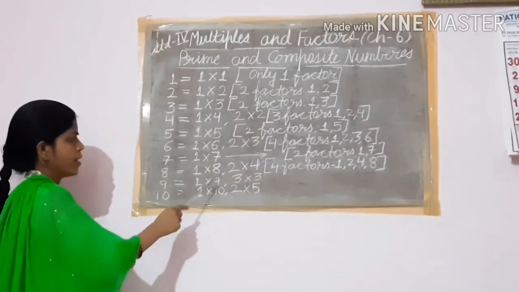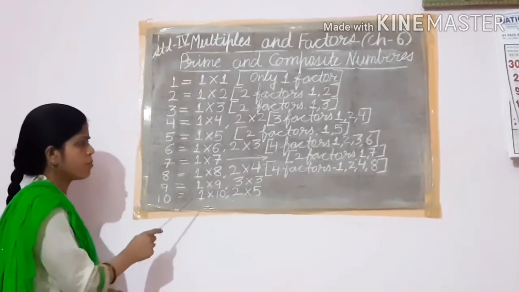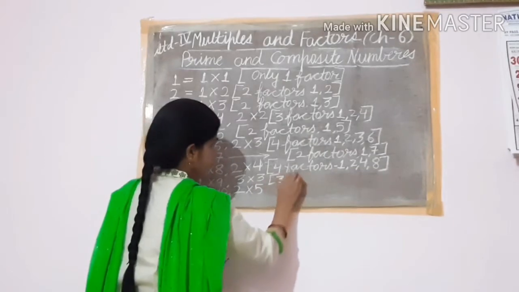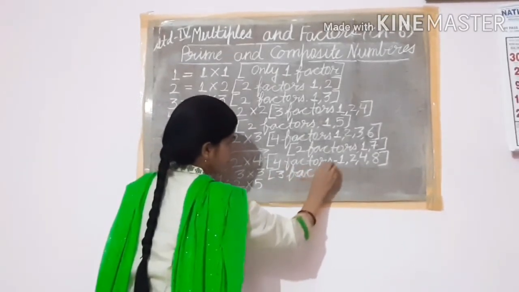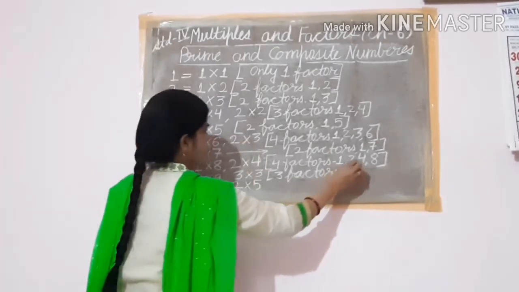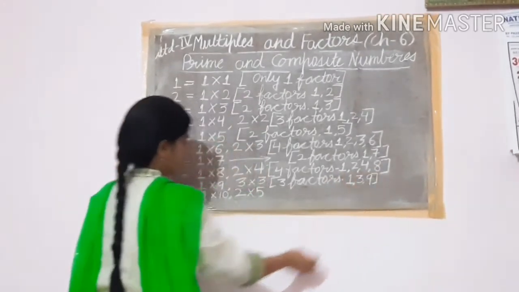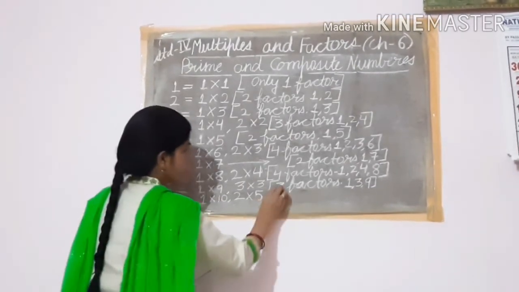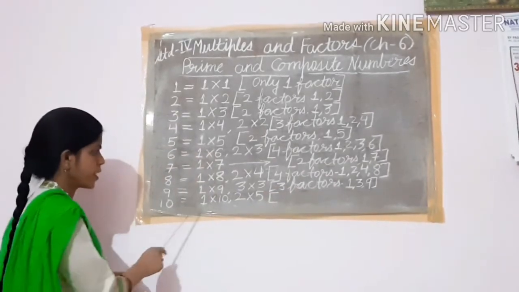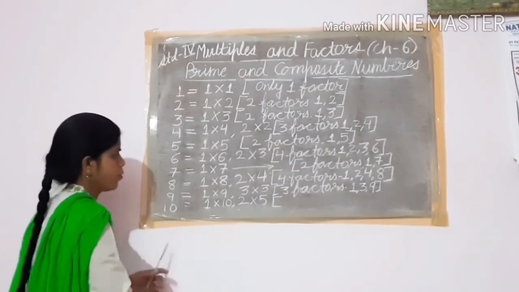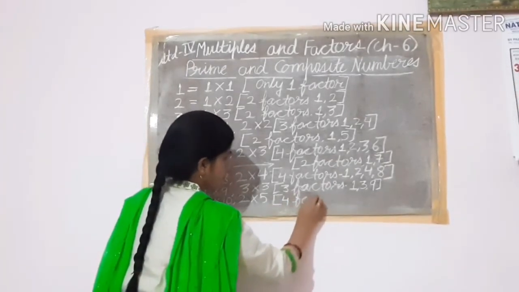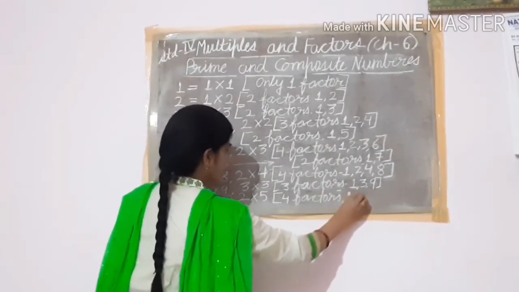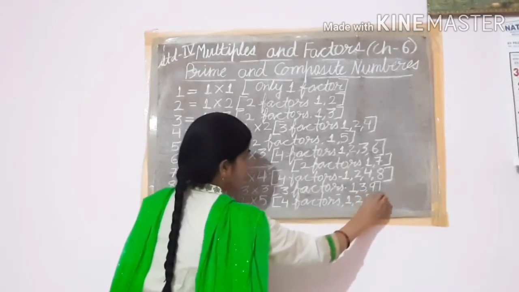Next is 9. 1 nine is 9 and 3 threes are 9. So total number of factors are 3, that is 1, 3 and 9. Next 10. 1 ten is 10 and 2 fives are 10. So here total number of factors of 10 is 4, and the numbers are 1, 2, 5 and 10.